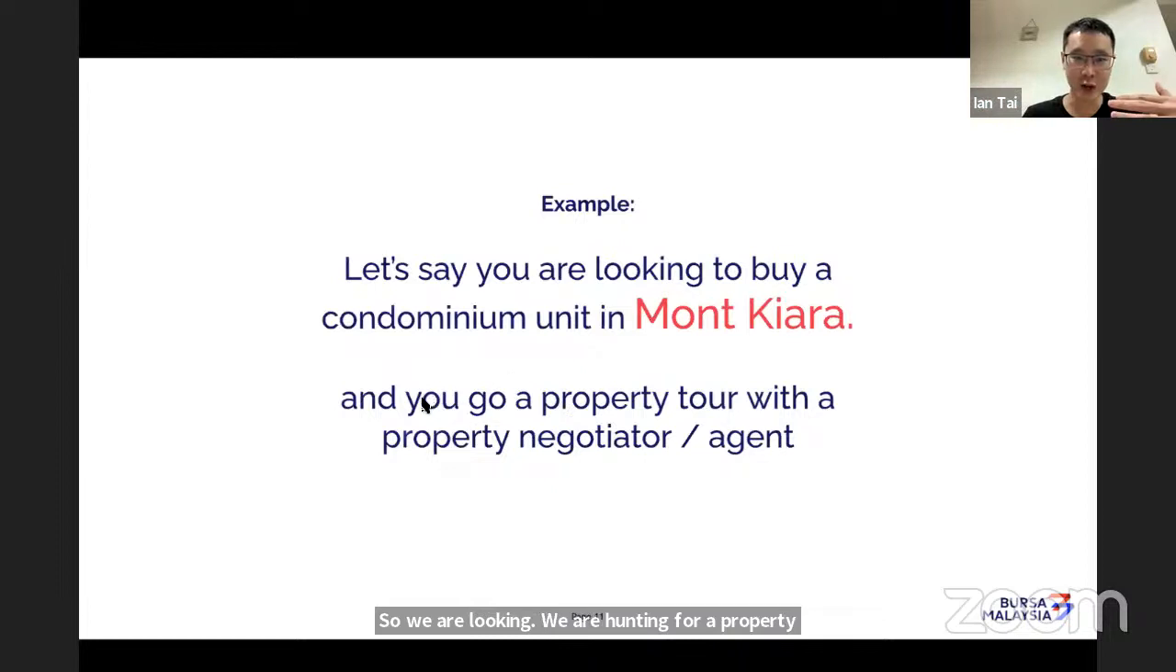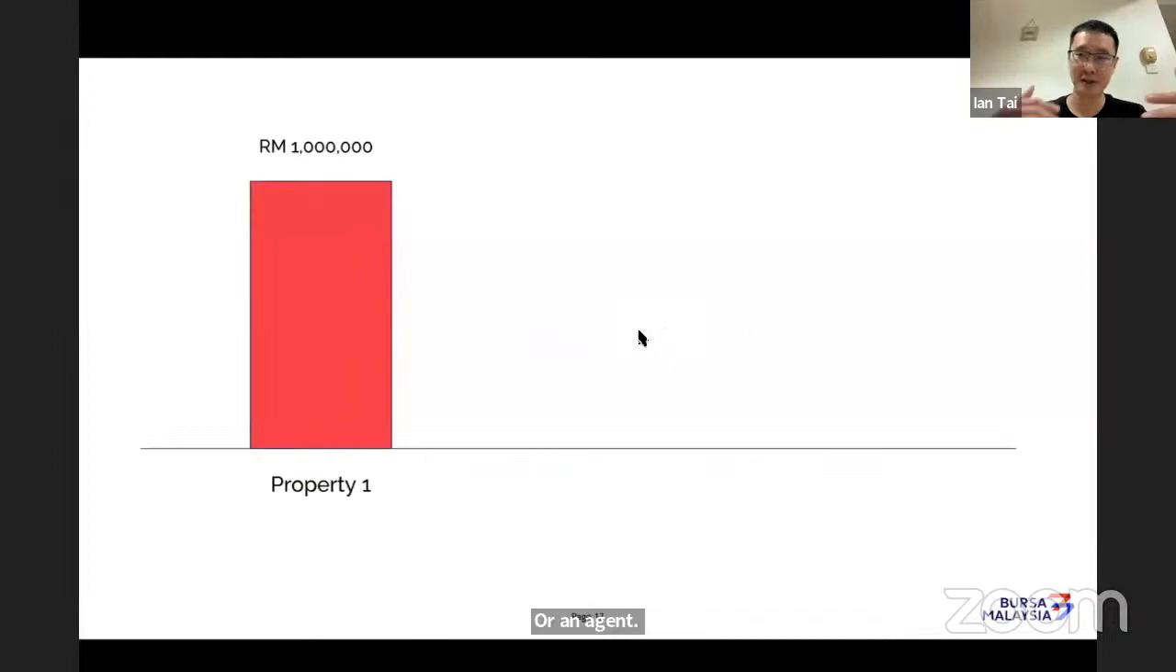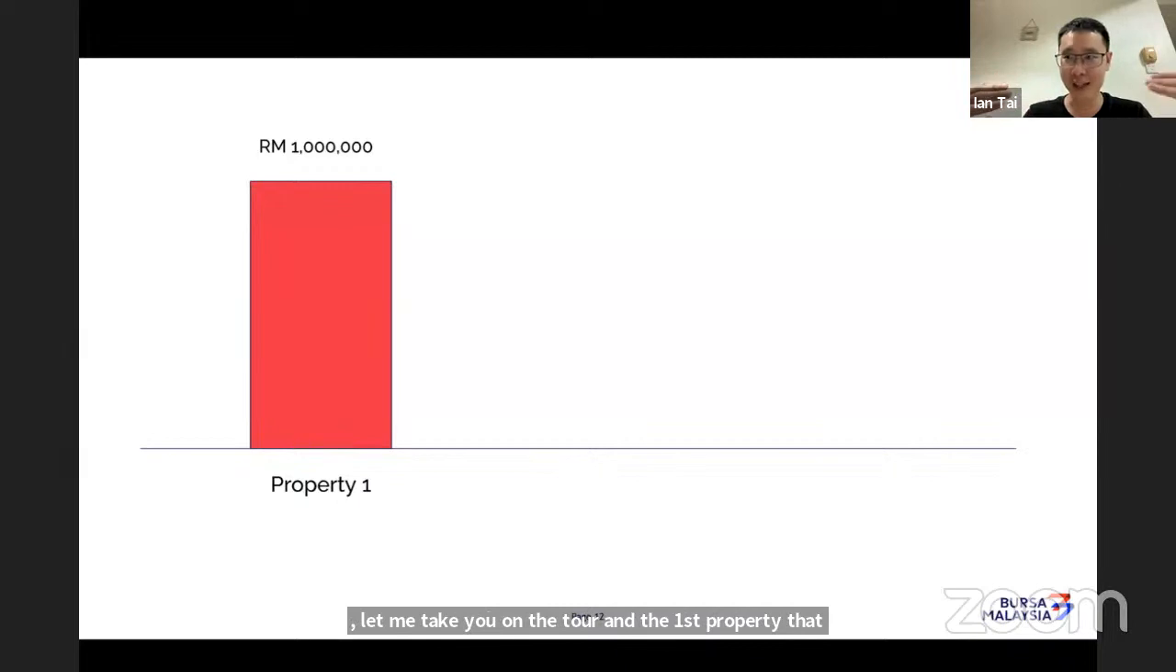Now, you go on a property tour with a property negotiator or an agent. You tell the agent, I want to buy a condominium in Mont Kiara. The agent says, yes, let me take you on a tour. The first property the agent takes you to tour is priced at $1 million. So it's a condominium unit in Mont Kiara, and that's the price tag.